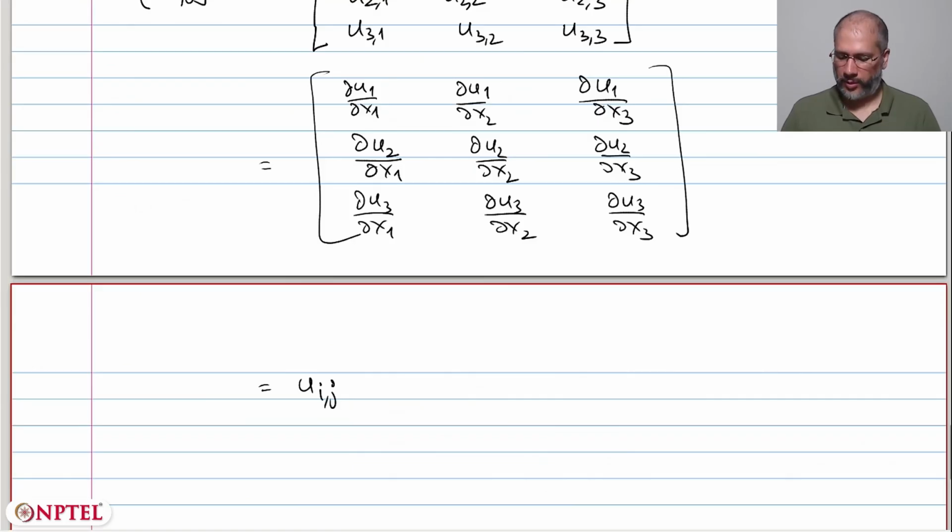So this could mean a component with particular values of i and j, but in the misuse notation, ui comma j by itself is the complete tensor of second order, containing the 9 components. Again, based on the context, you'll figure out what it exactly means.